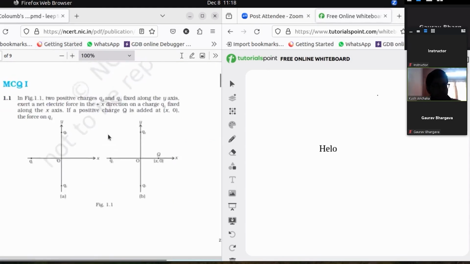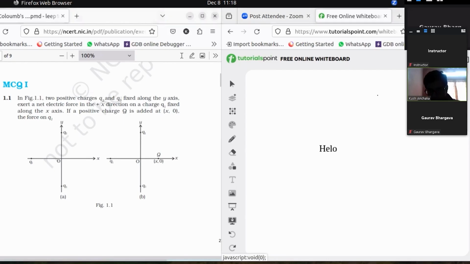If you go through this question, it is saying that in figure 1.1, two positive charges Q2 and Q3 are there, fixed along the y-axis. They exert a net electrical force in the plus x direction on the charge Q1 fixed along the x-axis. If a positive charge Q is added at x0, what is the force on Q1? So see what is happening. Two positive charges Q2 and Q3 are there.